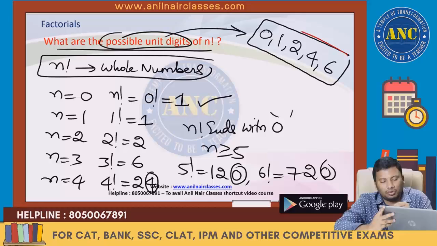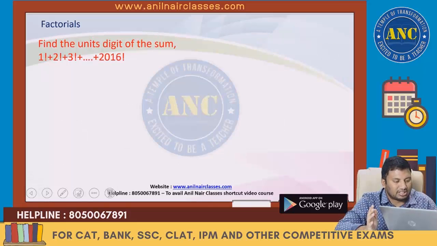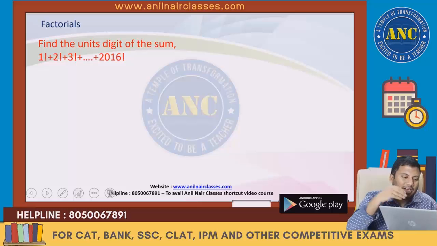0, 1, 2, 4 and 6. These are the possible unit digits of factorial numbers. Next one. Already we discussed.